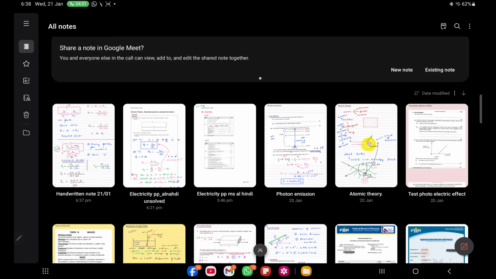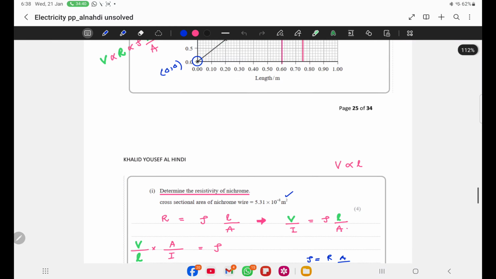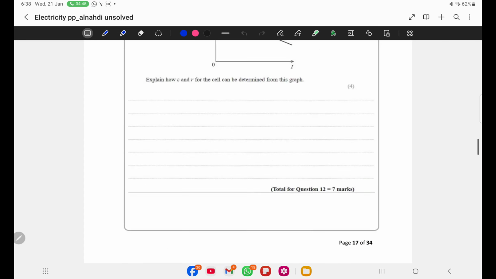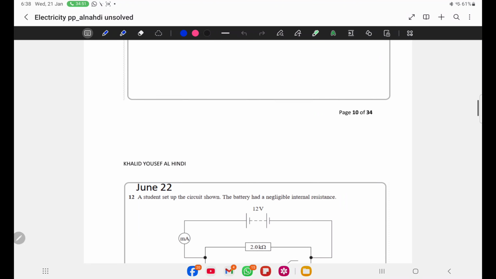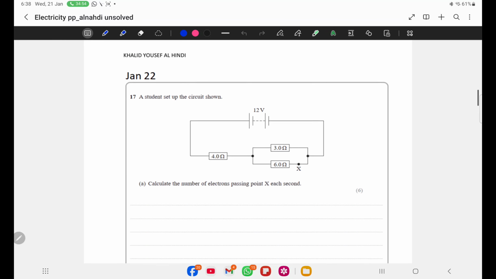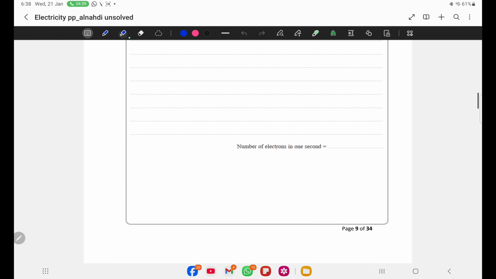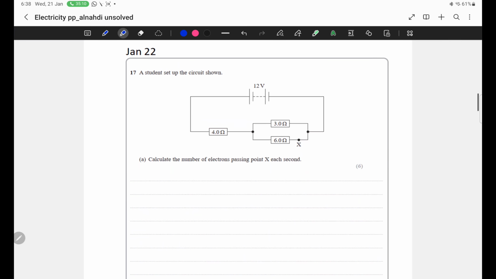So go back to the sheet of past papers and I'm starting from page number 9. Page number 9, June 2022 question. This is page number 9, and this is from January 2022. And we will solve all the questions from this worksheet. So let's start. So what is the question?